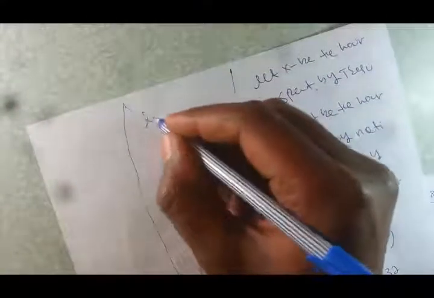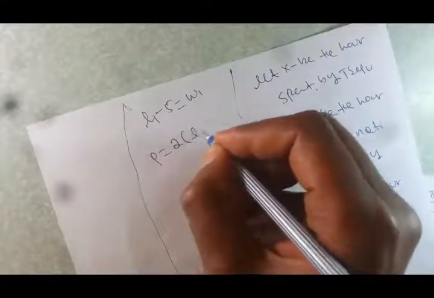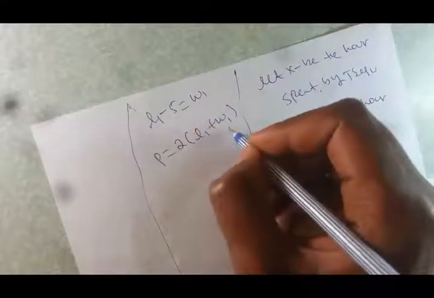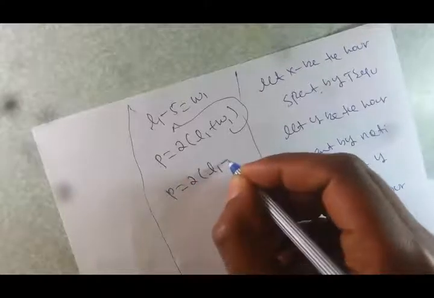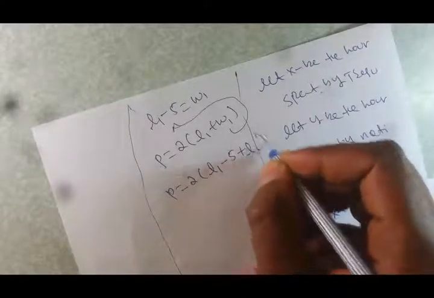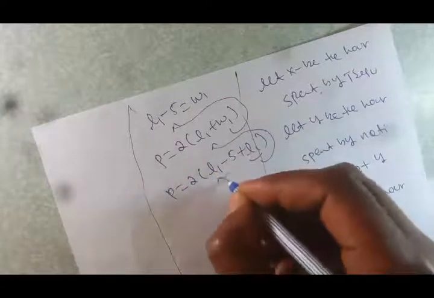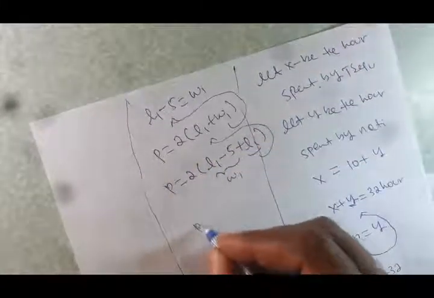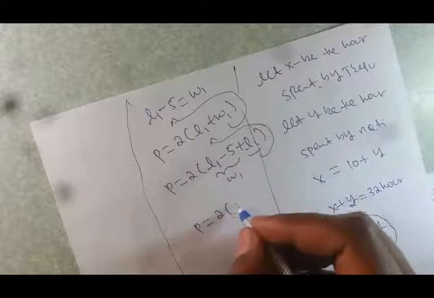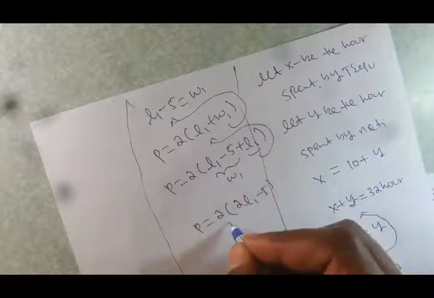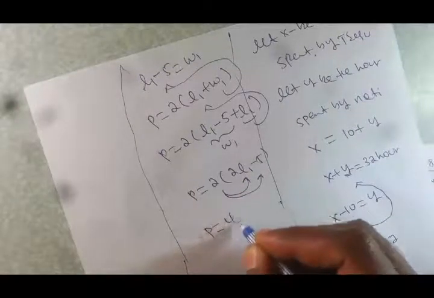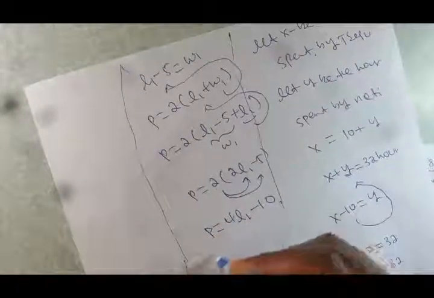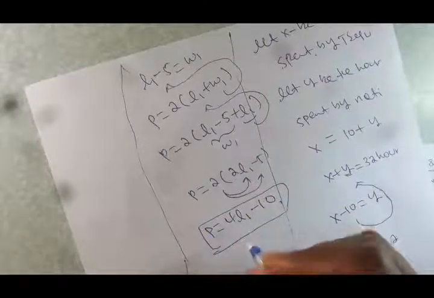Therefore, L1 minus 5 is equal to W1, and P is given by 2 times (L1 plus W1). In terms of L1, we insert: P is equal to 2 times (L1 minus 5 plus L1). Therefore P is equal to 2 times (2 L1 minus 5). Distributing the 2, the perimeter is equal to 4 L1 minus 10, which is P expressed in terms of L1.